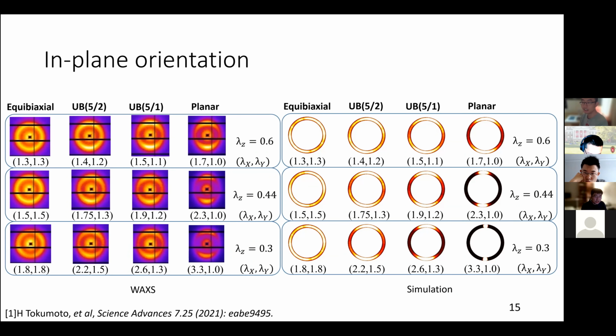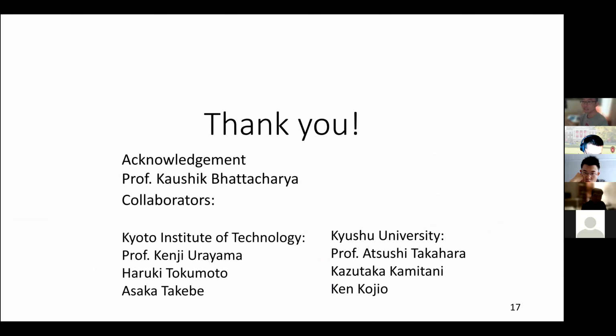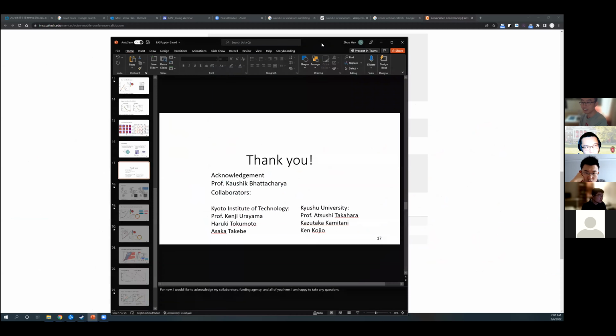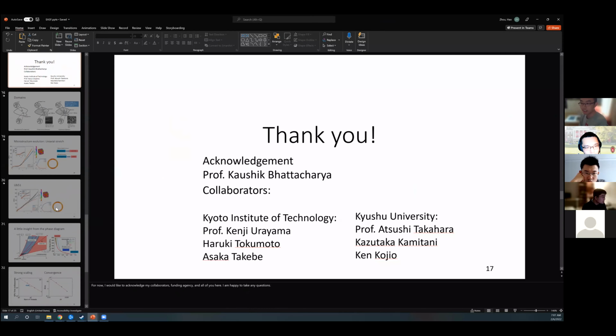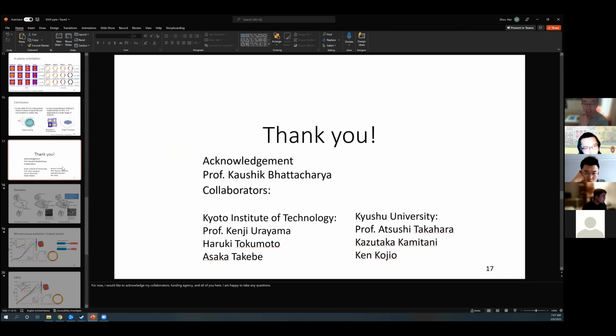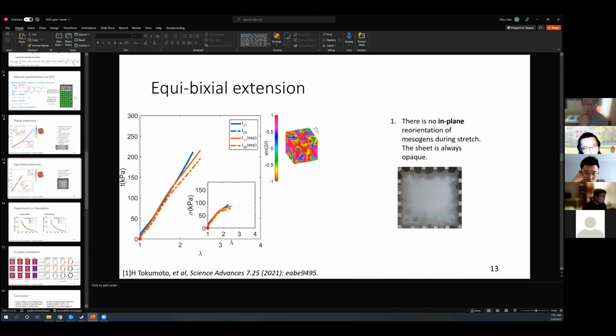Yeah, that's a good question. So maybe let me ask it this way: after stretching, the directors will just align within the plane, I guess. I don't know. Let me answer this question. The color I'm showing you here is only the in-plane angle of all the liquid crystal molecules with respect to the x-axis.